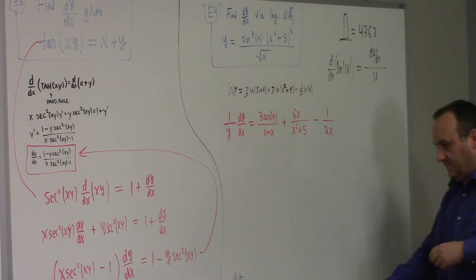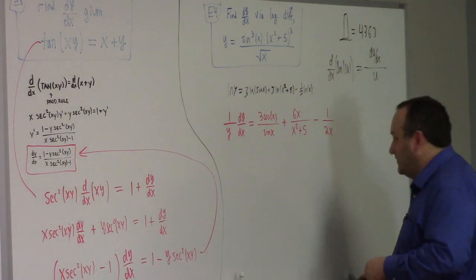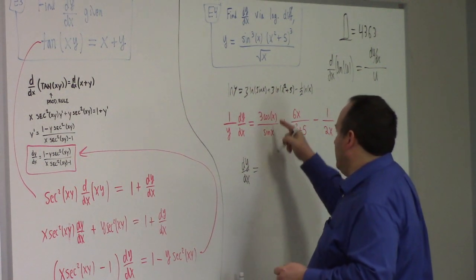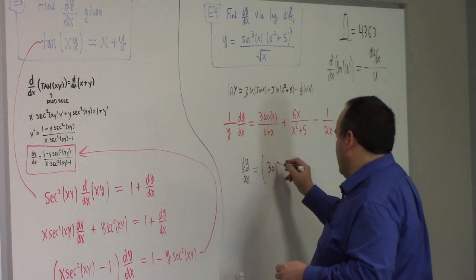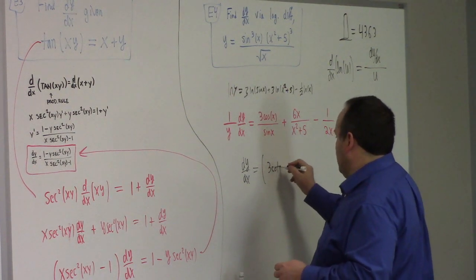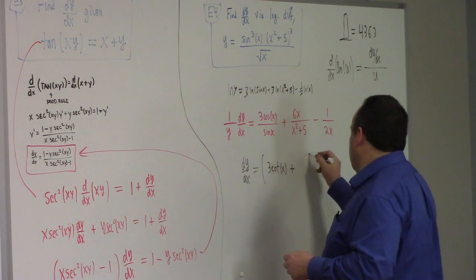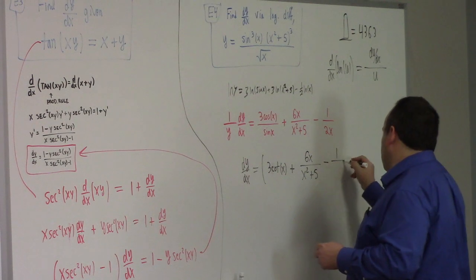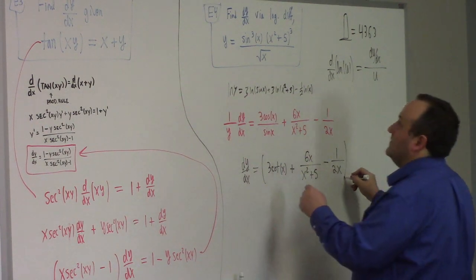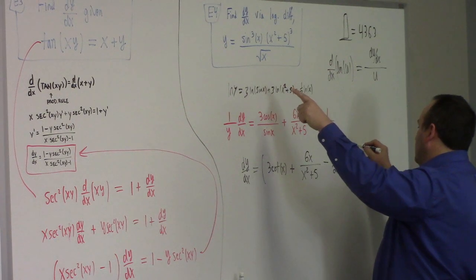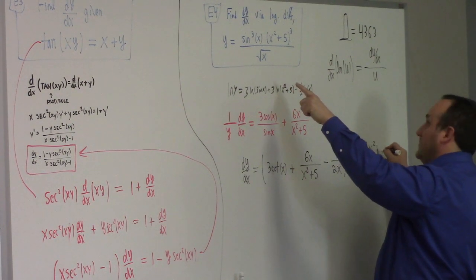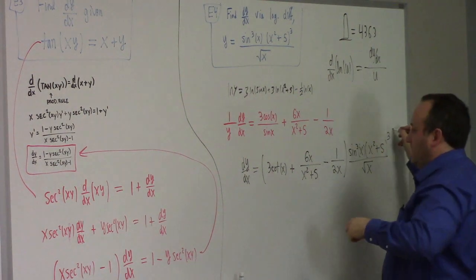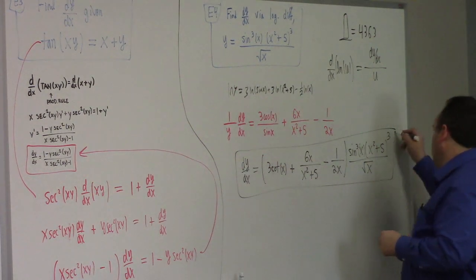And then finishing move here, dy dx equals, let's make that a 3 cotangent x, because cotangent x doesn't get enough love in here. So cotangent of x plus 6x over x squared plus 5 minus 1 over 2 times big X, parentheses, that monstrosity, sine cubed of x times x squared plus 5 cubed, all divided by a square root of x. There you go. That is the technique of logarithmic differentiation.